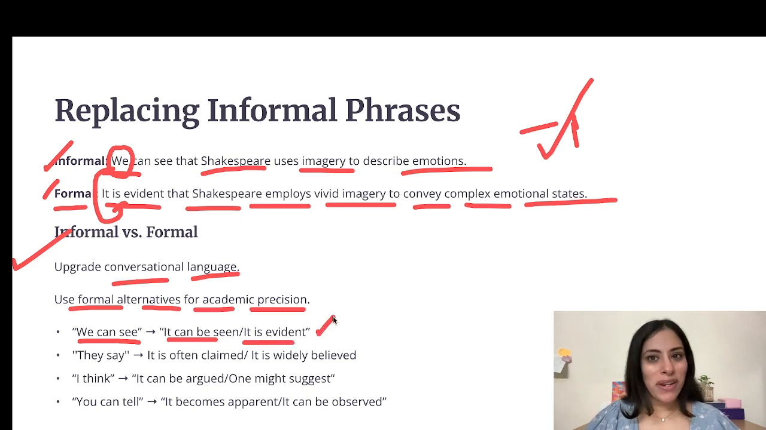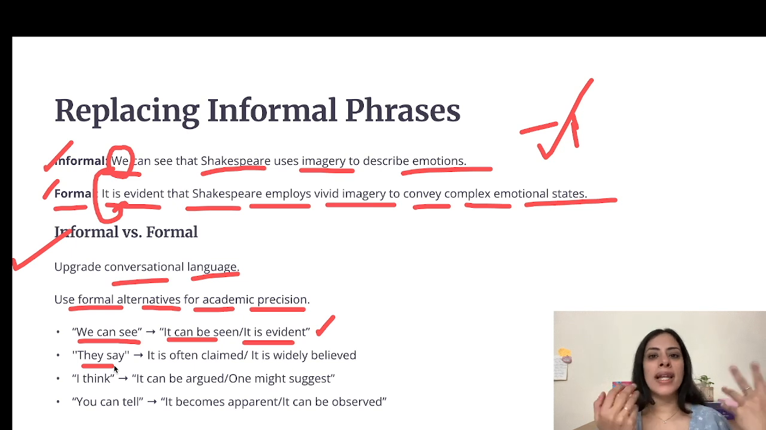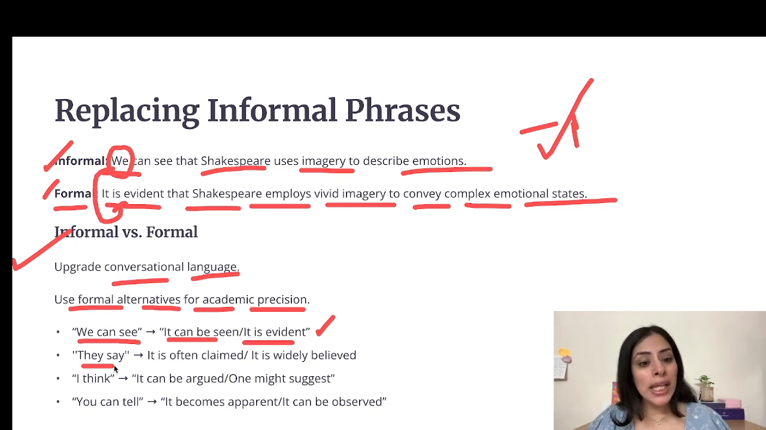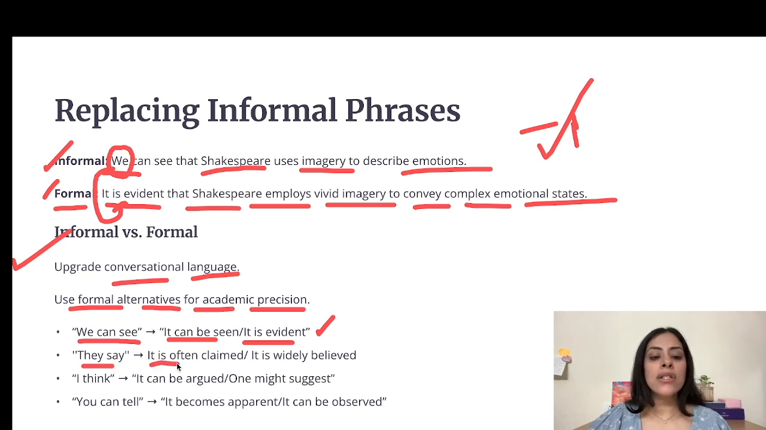That's my personal favorite. Another one is they say. Sometimes when you state the obvious, that they say early to rise, early to bed makes a person wise. So instead of saying they say, because maybe you're highlighting a common saying or any proverb, instead of that you can say it is often claimed or it is widely believed. So you see the shift which gets created the moment you shift from an informal to formal phrase.